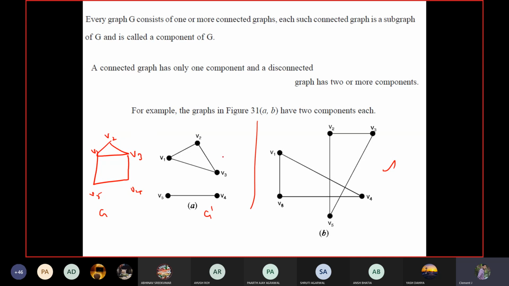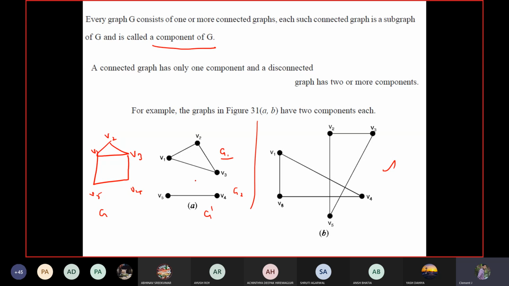But here I can simply say this is G1 and then G2. Now, can I say G1 is a subgraph of G? Yes, sir. What about G2? Yes, that is also a subgraph. Very good. So if a graph is disconnected, and at the same time those subgraphs are subgraphs of the original graph, then those subgraphs are called components of G.